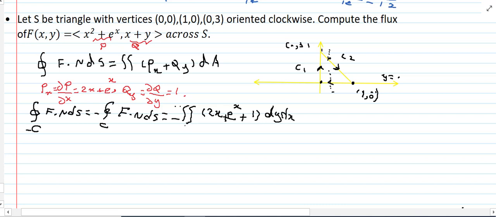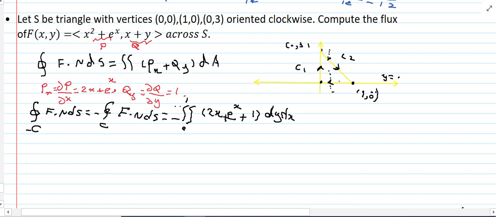Now I have to evaluate this region. If we come to the figure, we will see that if I want to use y first, x will change from 0 to 1, and for y, if I consider a line parallel to the y-axis, it first intersects with this yellow line, and then with this line, y equal to 0.